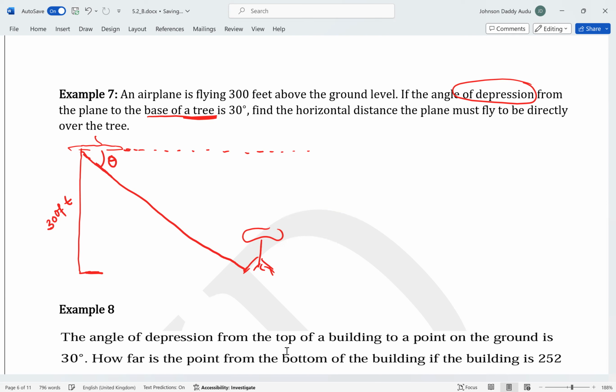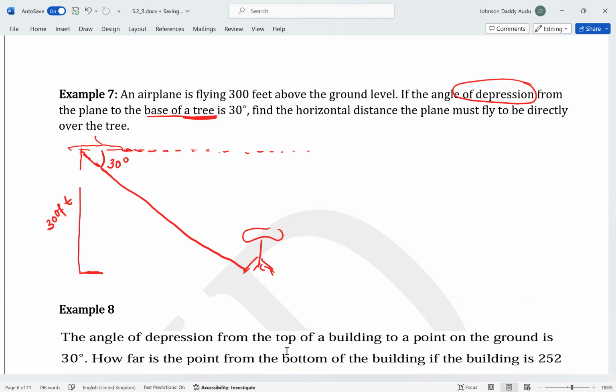So our angle of depression is 30 degrees. This position is our 30 degrees, not this one, because if you put it here, you see it. This is an angle formed between this vertical line, and this is not our initial side. An angle of depression must be formed between the initial side and the terminal side. And what is the initial side? It is this line of sight.